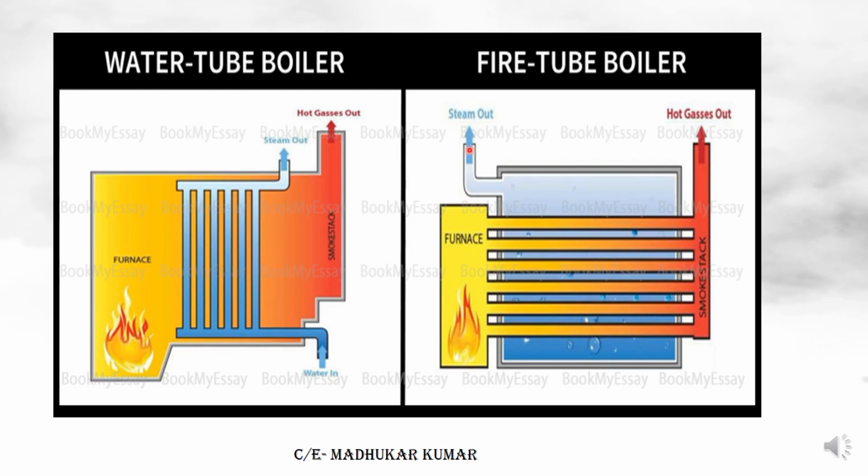And when we see the fire tube boiler, here we can see the furnace is there, and the flue gases are generated, and the flue gases are passing through the tubes, and then finally these flue gases are going out. So hot gases are out, and in this one the water is outside the tube. It is like a tank, completely filled up with water, and the steam will be generated and taken out. So this is the fire tube boiler.